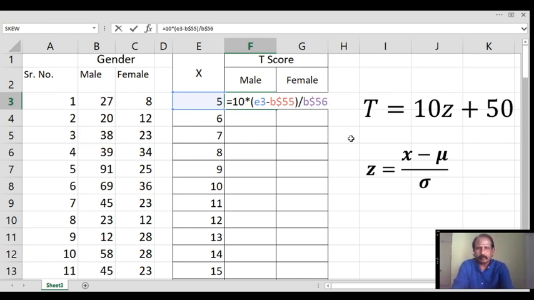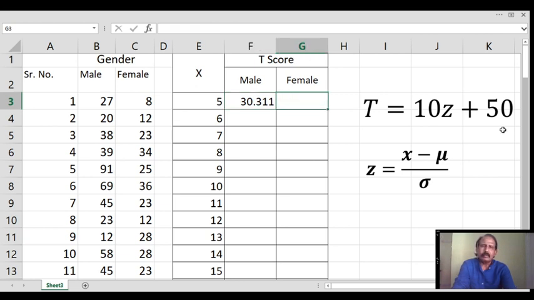Then now, in the result of this entire expression we have to add 50 according to the statistical formula of T, that is 10Z plus 50. We have completed the work of 10Z. Now we have to add plus 50. So we write here plus, then we write here 50. Then we'll press enter key. In this way we'll get the T-score for male for X equals to 5.